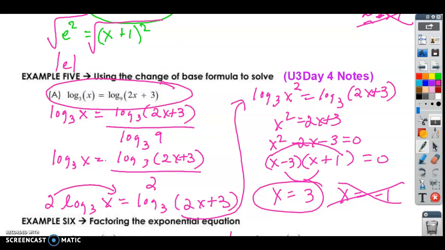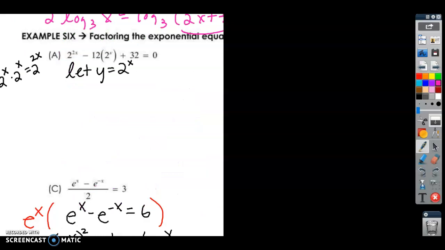This is tricky, but if you know your log properties, it's really just algebraic manipulation, and it's kind of fun, I gotta admit. I know you guys are probably rolling your eyes at the word fun, but okay, now we're going to use U-substitution again.